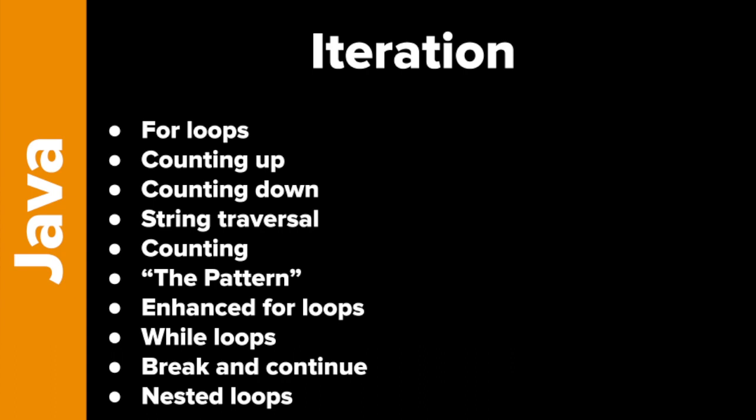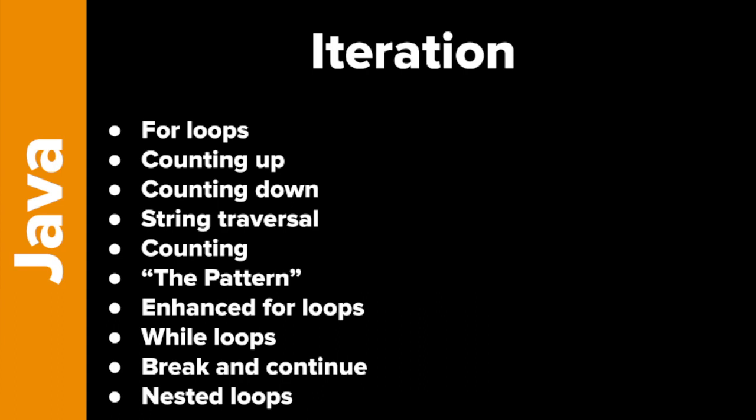So in this lesson, I'm going to go over for loops: using for loops to count up, using for loops to count down, and using for loops to traverse a string. You'll see what that means in a minute. How to count items, so let's say we can count the number of spaces in the string, for example. And I'll talk about that as it regards to what I call the pattern. This is like the most important pattern for coding, I think, in AP, because it comes up over and over again in not only the multiple choice questions, but especially the free response questions.